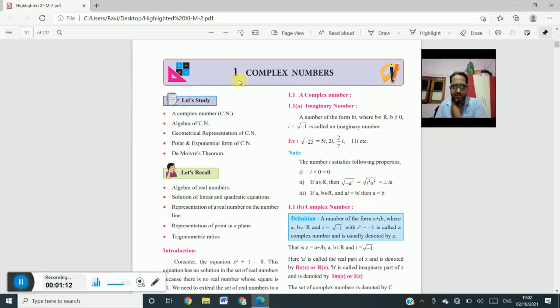This is actually a page of your textbook. Okay, so open the textbook to understand things. See what is an imaginary number. A number of the form bi, where b belongs to R, b not equal to 0, and i is equal to root -1, that is called an imaginary number. These are the examples. i satisfies the following properties, that is i into 0 is 0.